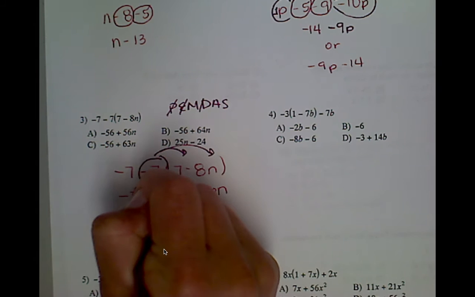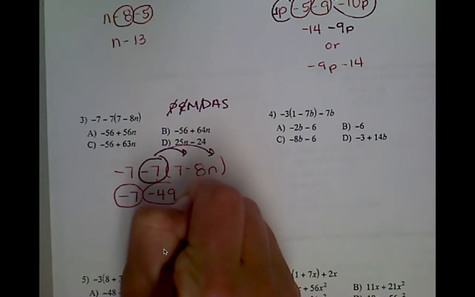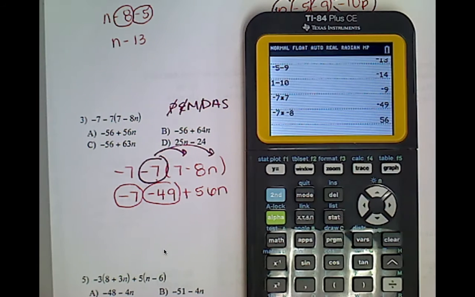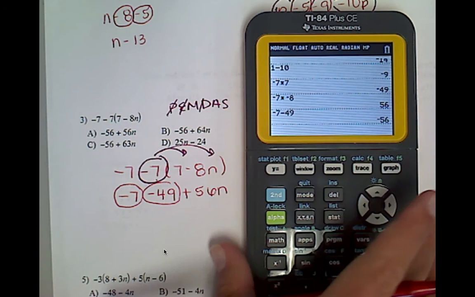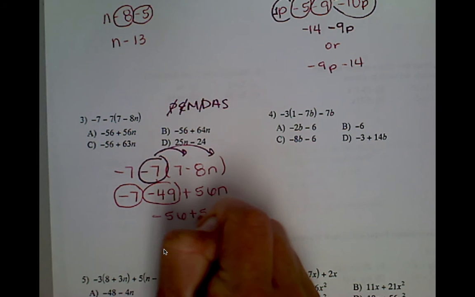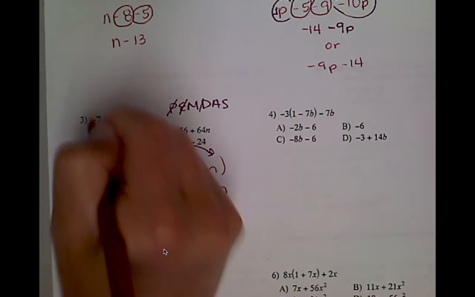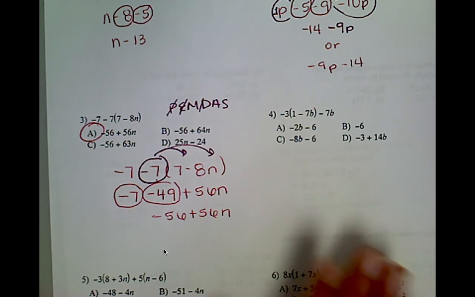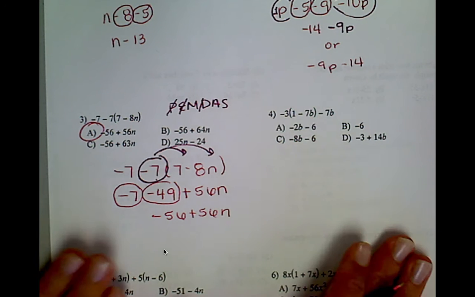These two pieces right here, negative 7 and negative 49, are like terms, also known as constants. If I need to know what negative 7 minus 49 is, I'm going to type it in my calculator and find out it's negative 56. So I get negative 56 plus positive 56n. So it looks just like option A. Good? Okay, looking at the next one, number 4.